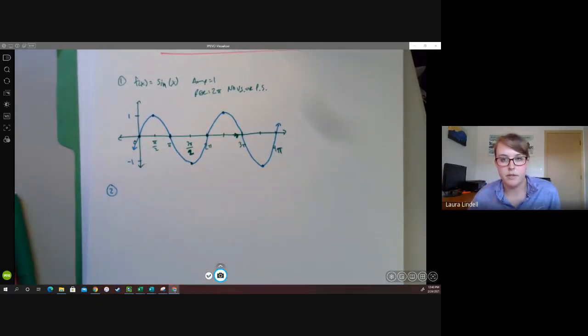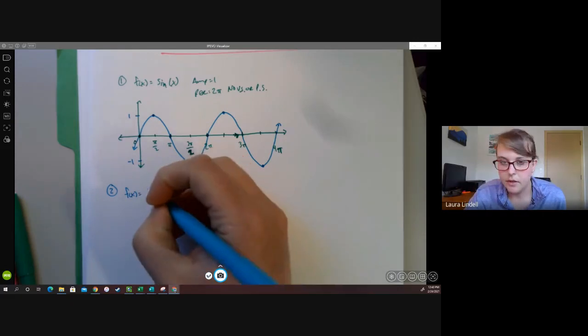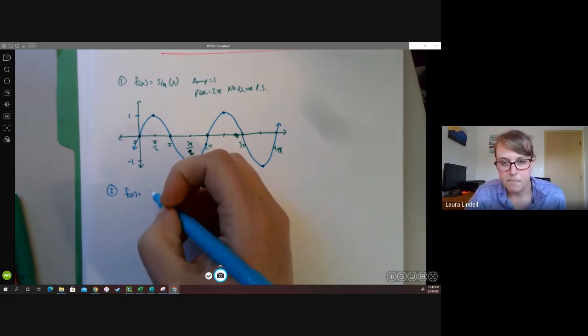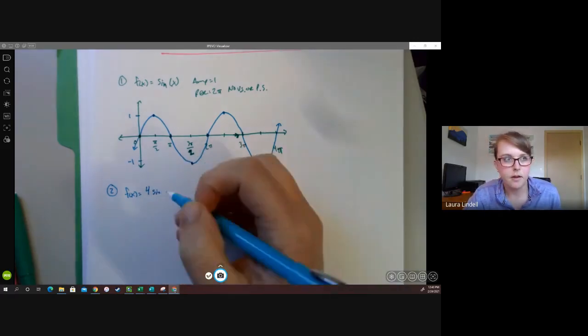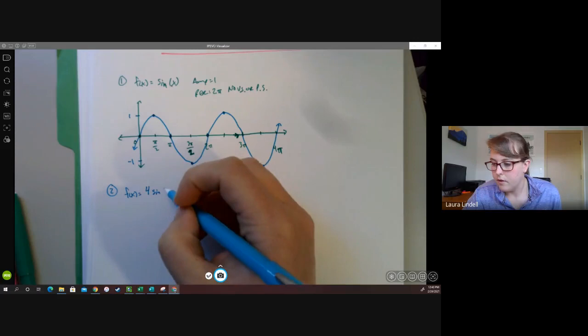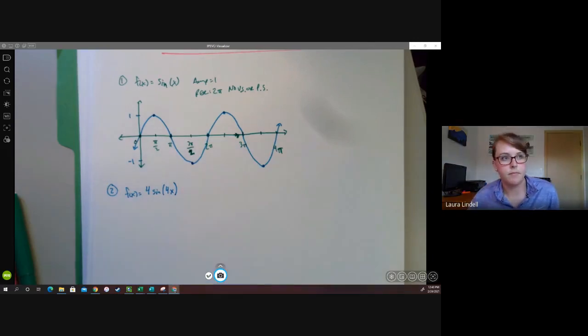So the second one we'll do, we're going to do f of x equals 4 sine of 4x. So here we're changing the amplitude and the period a bit, but we still have no vertical shift or phase shift.